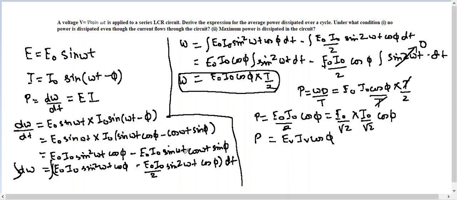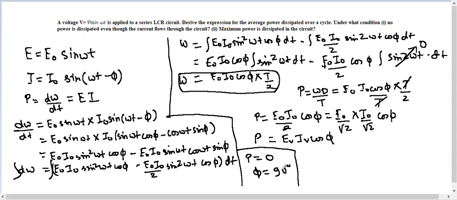Now, let's discuss the further subparts of the question, which is under what condition no power is dissipated even though the current flows through the circuit. That means when the power is supposed to be 0. When is the power 0? So we have to make our cos phi term 0. That means phi has to be 90 degrees. So under the condition when the angle phi is 90 degrees, the power is going to be 0.